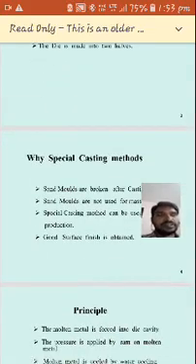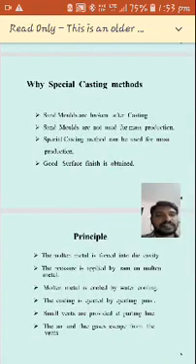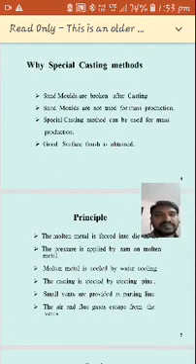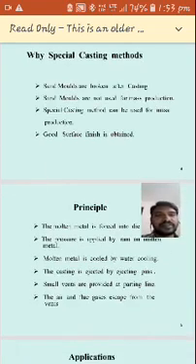In normal sand casting, there are special castings also. Why are special castings adopted for making casting objects? A few advantages are there. You will see what special casting methods are. The sand molds are broken after casting. We prepare the sand mold, and after completing the casting, the sand mold will be broken.